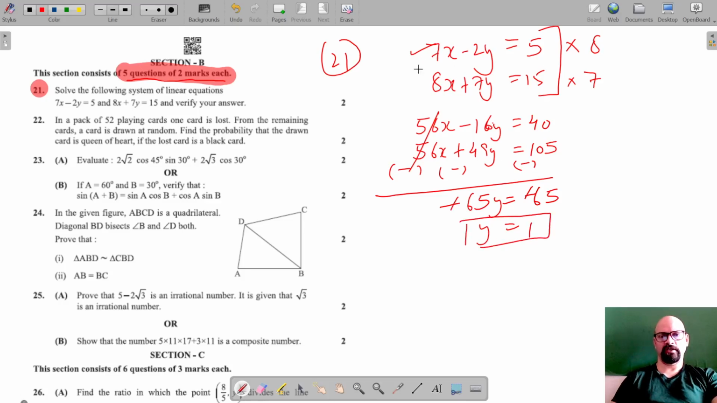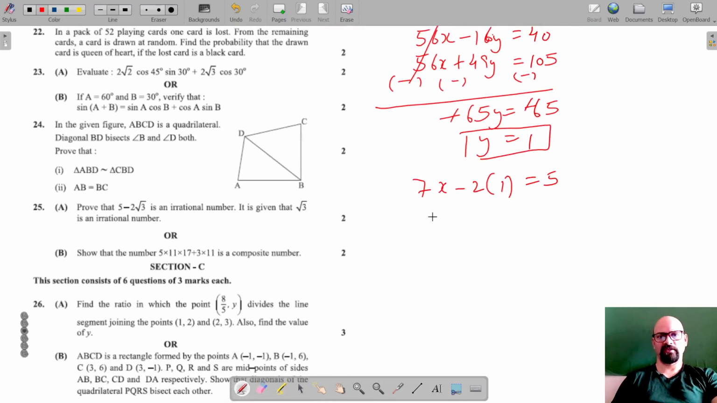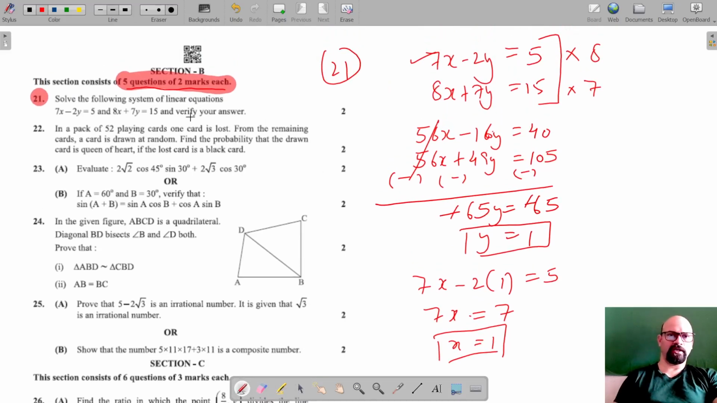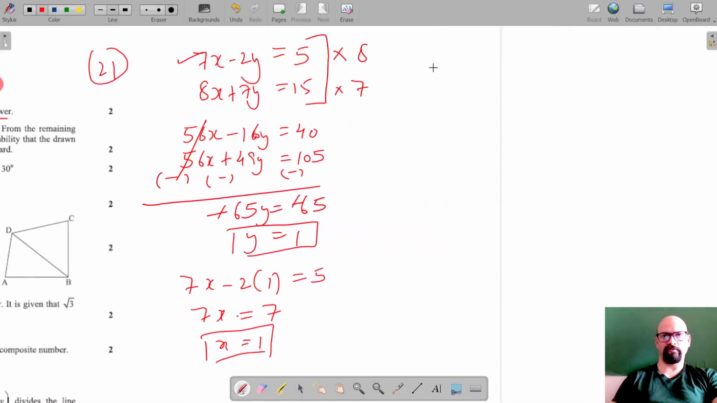So y is 1, and if we put y in the first equation, that gives me 7x minus 2 into 1 is equal to 5. So 7x is equal to 7 and x is equal to 1. So the value of x and y is 1. Then we have to verify our answer. To verify, we can put x and y in the first equation and check if the LHS and RHS are equal. We are doing the verification for x equal to 1 and y equal to 1.